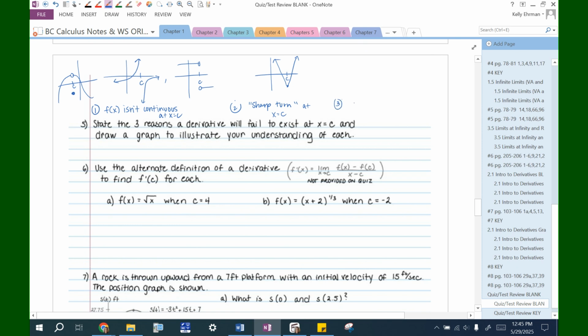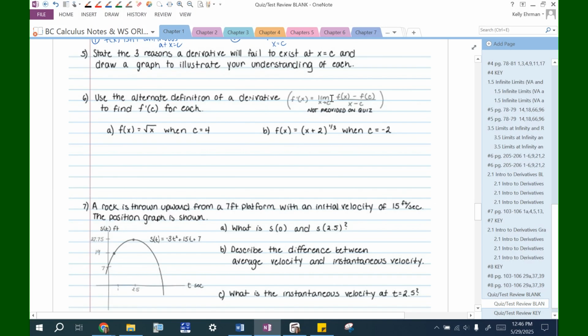And then the third scenario is f of x oscillates at x equals c. It has to be real oscillation, like you zoom in and it still looks like this. So this happens usually when trig is involved and some crazy expression is inside of the trig function.